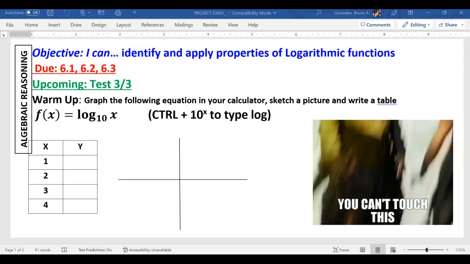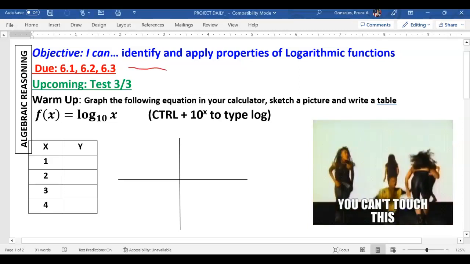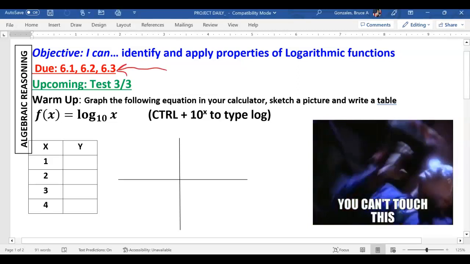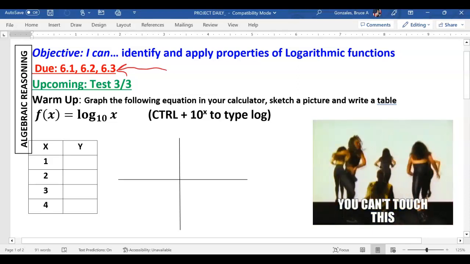Okay, today we're going to identify and apply properties of logarithmic functions. What's due is 61, 62, and 63. So what we were doing the last 2 days, make sure you've done that, okay?